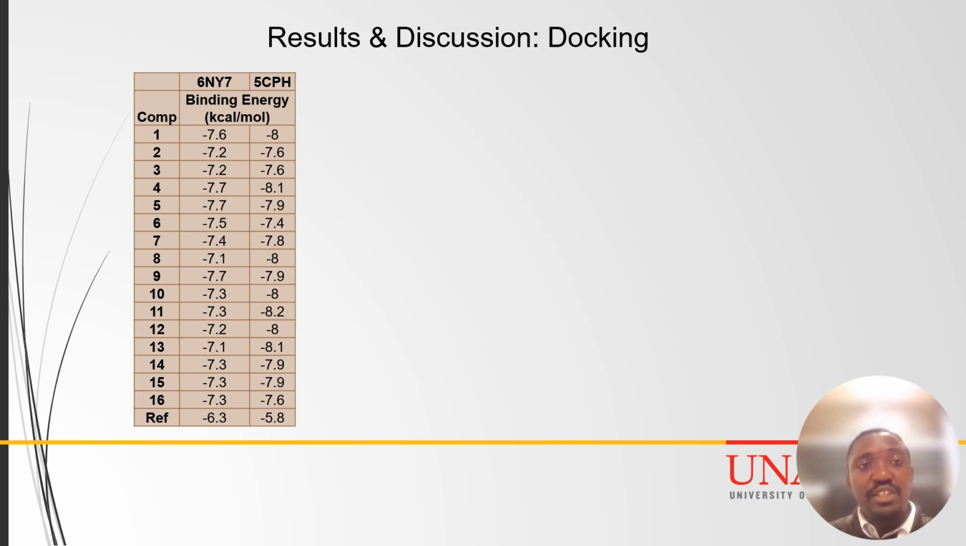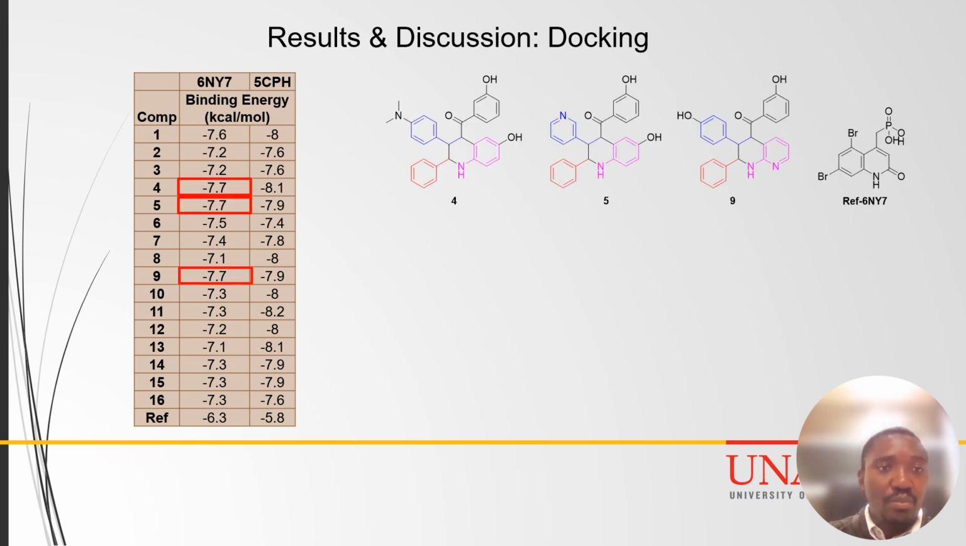And then in terms of docking results, remember I said that we did the docking against two enzymes. The first one, the 6NY7, is the lactamase enzyme, which is responsible for metabolizing drugs, and at the end of the day results in drug resistance. We found that only 3 compounds showed better binding affinities, which is -7.7, which is higher than our reference compound, which is at -6.3.